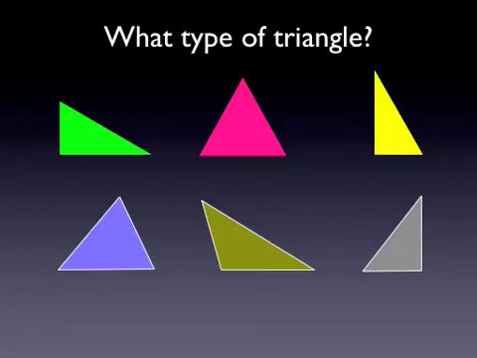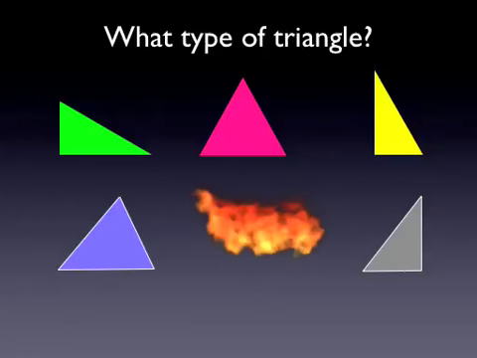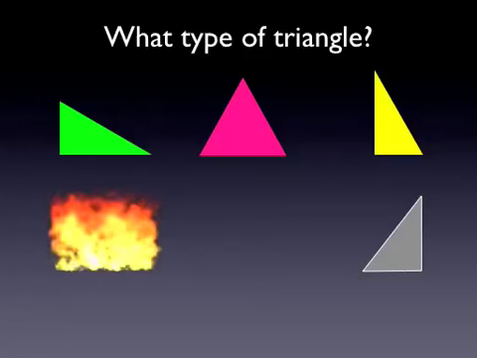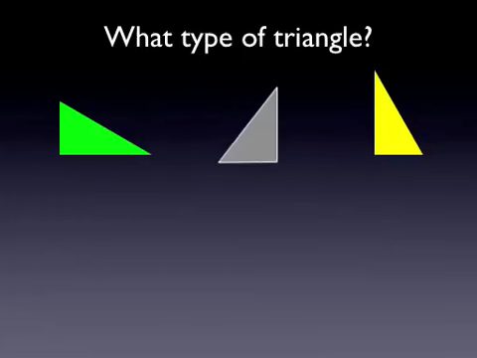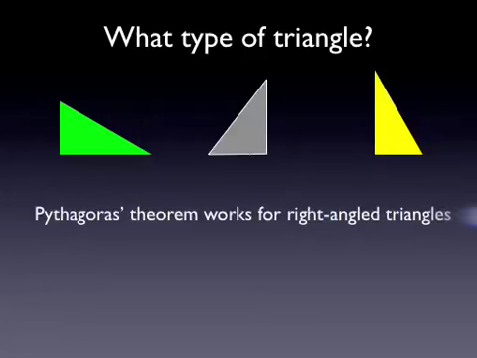So there we go, we've got 6 triangles. Let's burn off the ones that it won't work for and focus on the ones that we want to keep. Okay, so here we go. These 3 triangles are a special type of triangle, and Pythagoras' theorem works for this type of triangle. They are all, of course, right-angled triangles. So Pythagoras' theorem works for right-angled triangles. That's the first thing you need to remember about the theorem.